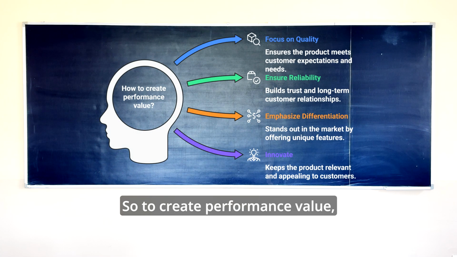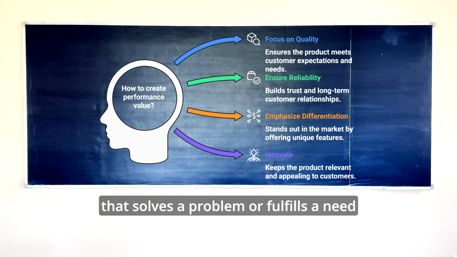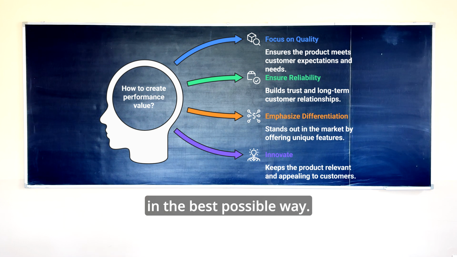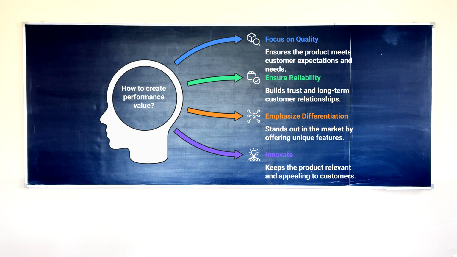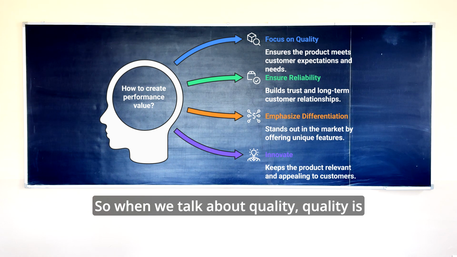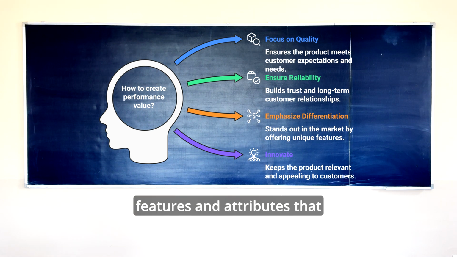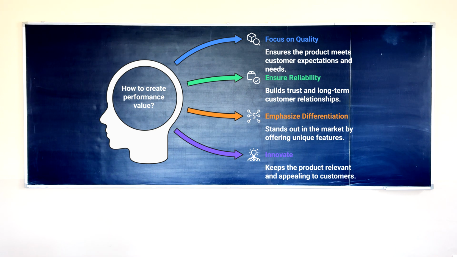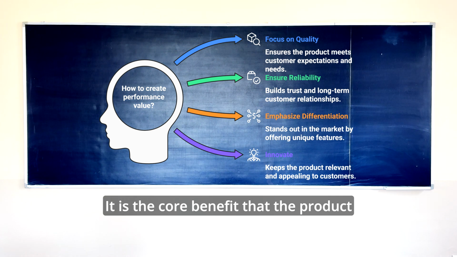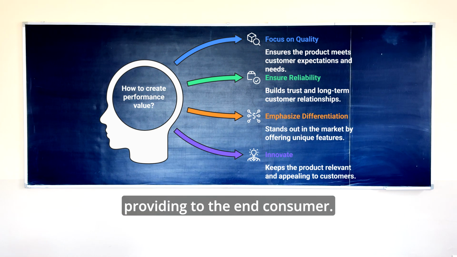To create performance value, businesses must focus on providing a product or service that solves a problem or fulfills a need in the best possible way. This involves focusing on quality, reliability, differentiation, and innovation. When we talk about quality, quality is based on all the features and attributes that the product or service has in it. It is the core benefit that the product or service is providing to the end consumer.